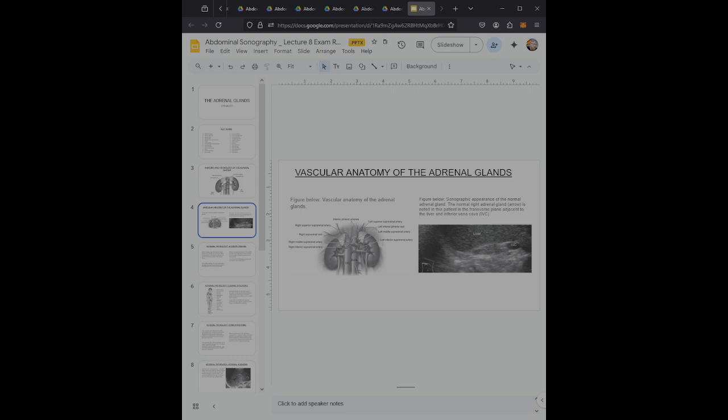Vascular anatomy of the adrenal glands is as follows. The adrenal glands receive their blood by means of three arteries: the suprarenal branches of the inferior phrenic arteries, the suprarenal branches of the aorta, and the suprarenal branches of the renal arteries. Venous drainage is performed by means of the suprarenal veins, and the right suprarenal vein drains directly into the inferior vena cava.